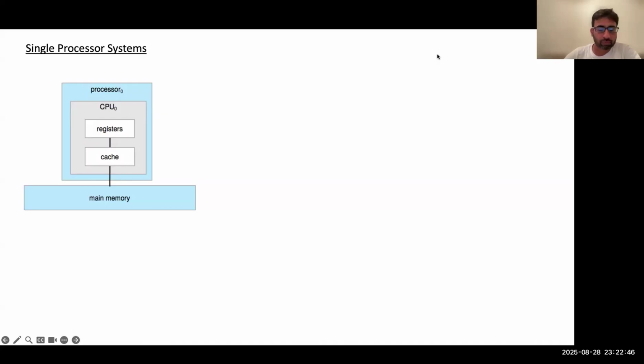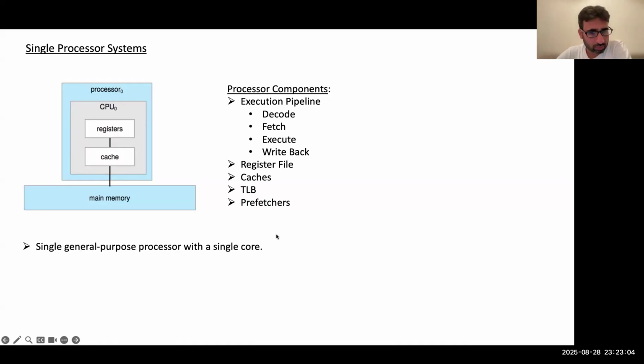So a single processor system is a system where we have only a single processor, and in that single processor we have a single CPU. So the single processor has a single core. Now the question is: what is a core and how is it different from a processor, like in this figure?